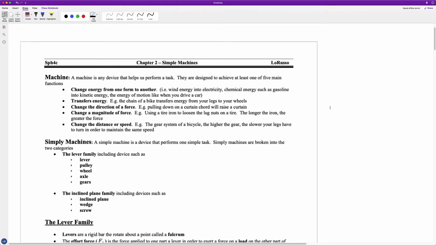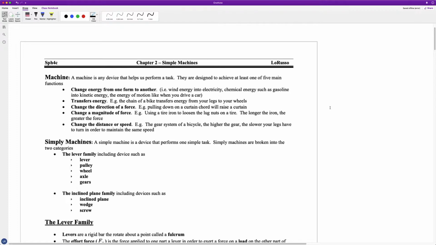So let's talk about what sort of classifications we do have for simple machines. A simple machine is a device that performs one simple task, and they are broken into the following categories. So we have the lever family. The lever family includes just plain old levers. A wheelbarrow, for example, even a door handle is an example of a lever. Pulleys, wheels, axles, and gears. These are all under the lever family.